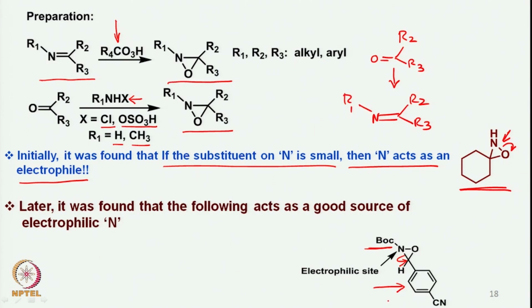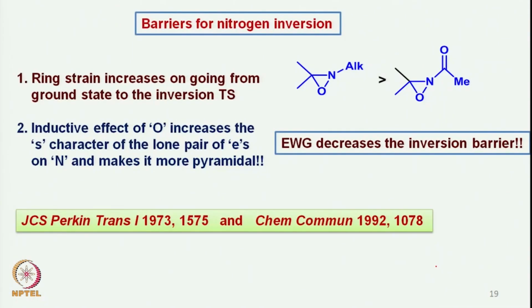So, it was found that this can also act as a good source of nitrogen. There are examples in the literature where these two, and somewhat similar ones, have been utilized for the transfer of the nitrogen from oxaziridine. Now, just to tell you about what the barriers for the nitrogen inversion are.